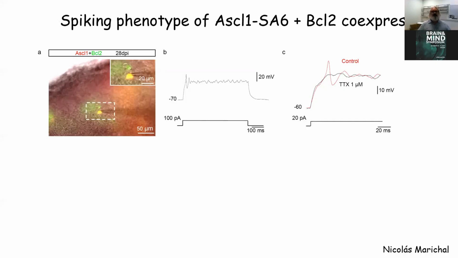And here I show you a patch clamp recording from a brain slice obtained from a mouse that got injection of ACIL1 and BCL2, and Nicolas Marichal made this patch clamp recording in this slice, and he found that the cell indeed exhibited some electric excitability, but everyone would be very disappointed with such an outcome.